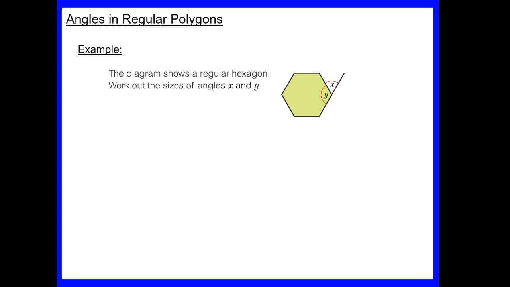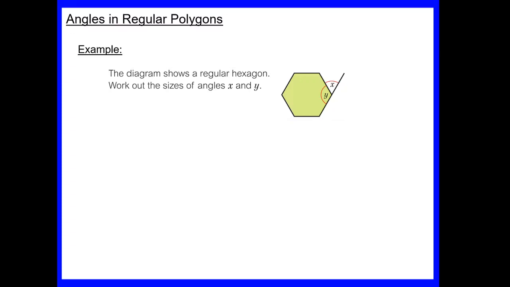Okay, so how do we use those facts then? So we've got an example here. The diagram shows a regular hexagon. We need to work out the sizes of angles x and y. So it's often easier to find the exterior angle and use that to find the interior angle, particularly if we've forgotten that formula for finding the interior angle. So remember, all exterior angles add to 360 degrees. This is a regular hexagon, so all of the exterior angles must be the same.